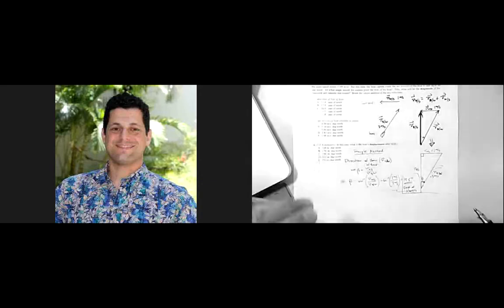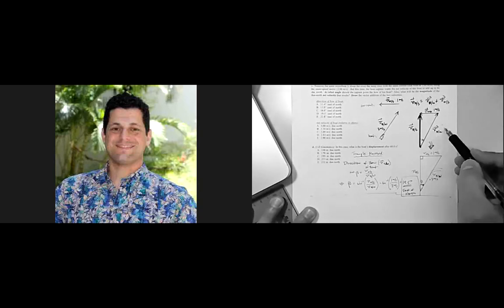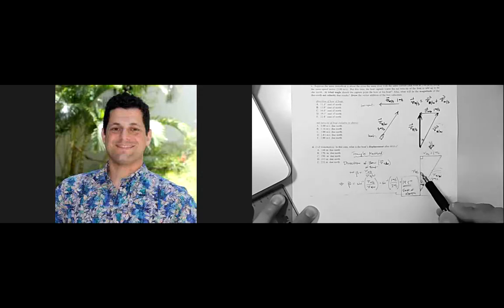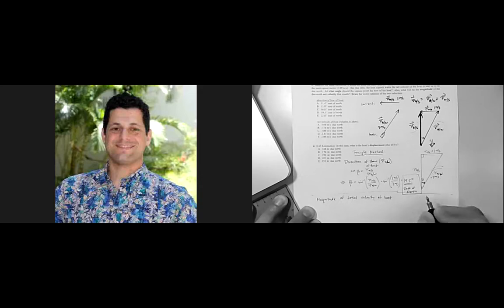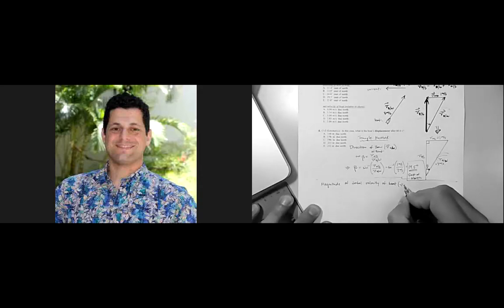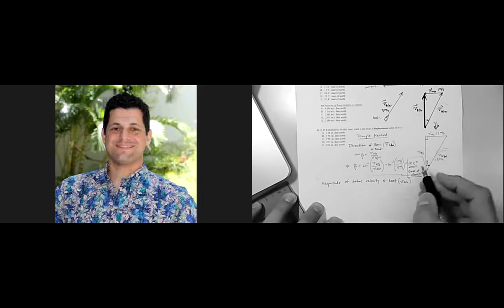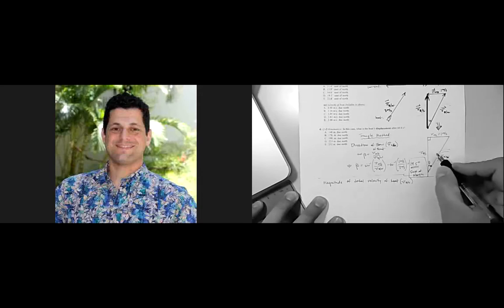Let me zoom out a little bit. Okay, that's for this vector right here, the velocity of the boat with respect to the water. Now I'm going to find the magnitude of the velocity of the boat with respect to the shore. Okay, so now we can use the Pythagorean theorem. And the Pythagorean theorem says that the sum of these two legs squared gives us the hypotenuse.